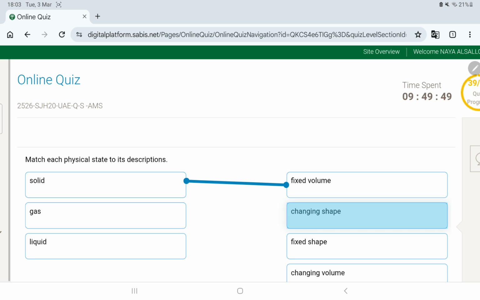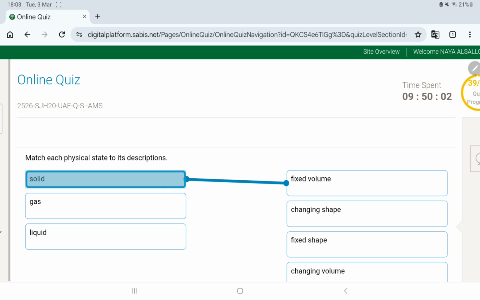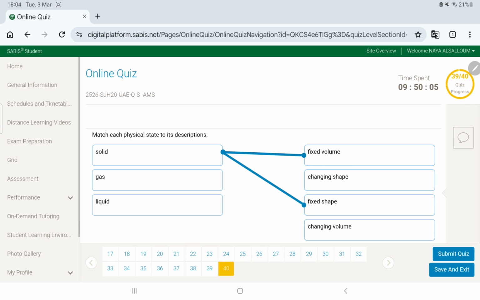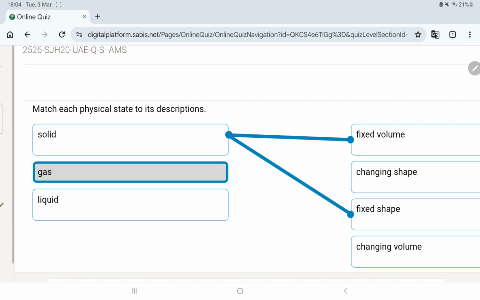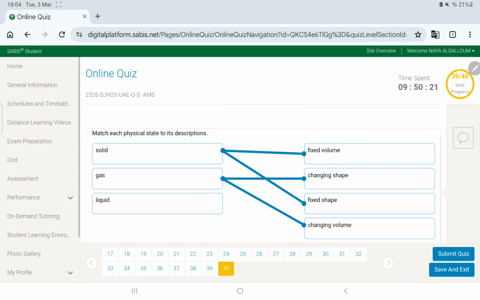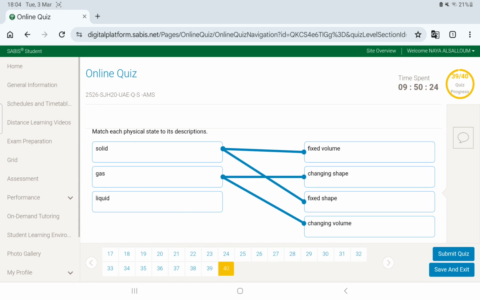Do solids change shape? If you put the marble inside the box, will it change into the box's shape? No, it won't. It has a fixed shape, right? So solids are fixed shape, fixed volume. This is why solids are really hard. So both are fixed for a solid. Now gases, they both change. And a liquid changes shape but has a fixed volume.